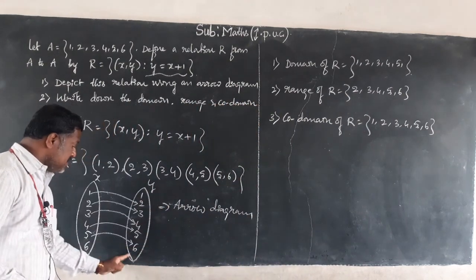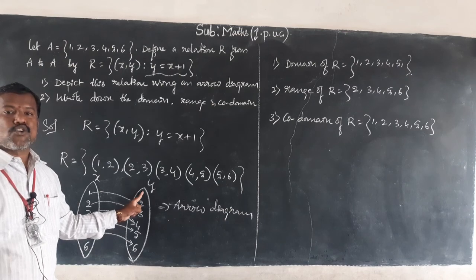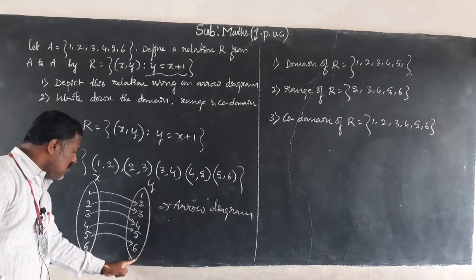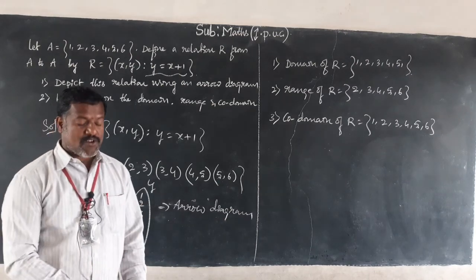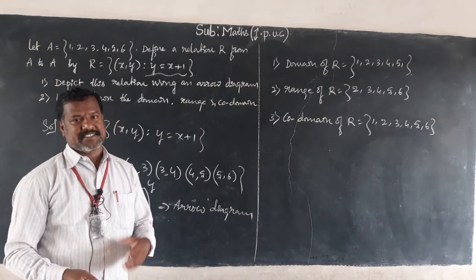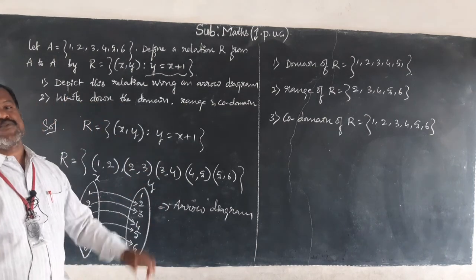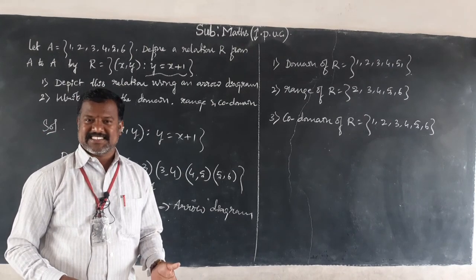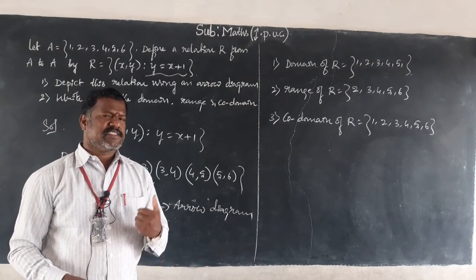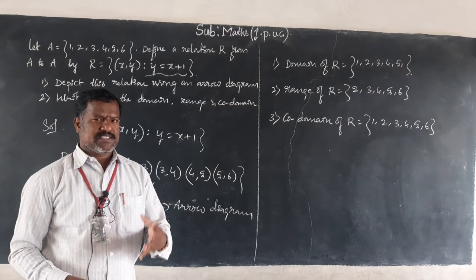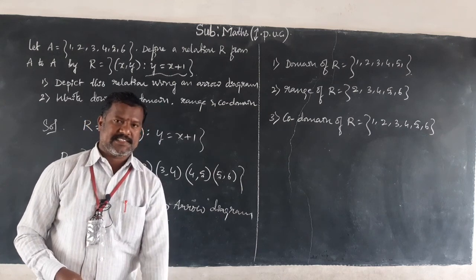All the elements of the second set we called as codomain of R. See children? So this is the way we are going to present the answers. It's very simple children. So once again let me explain the answer.